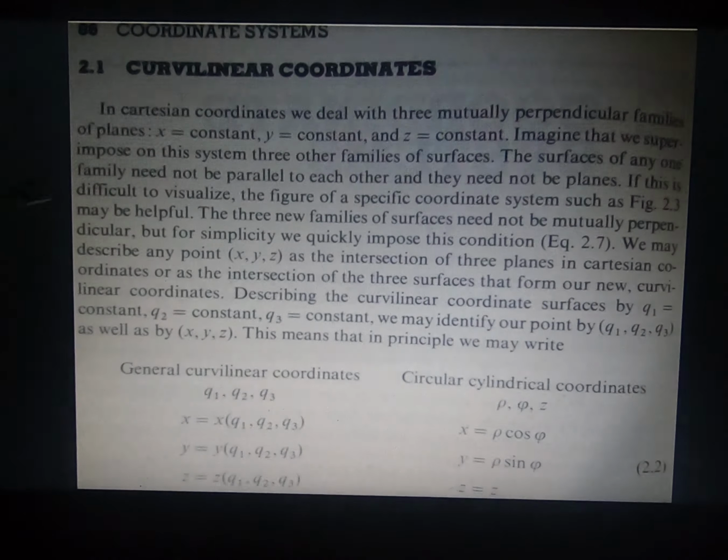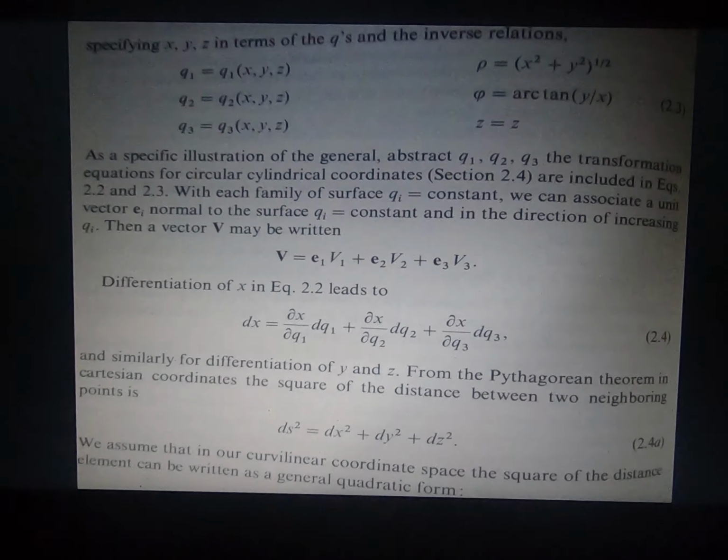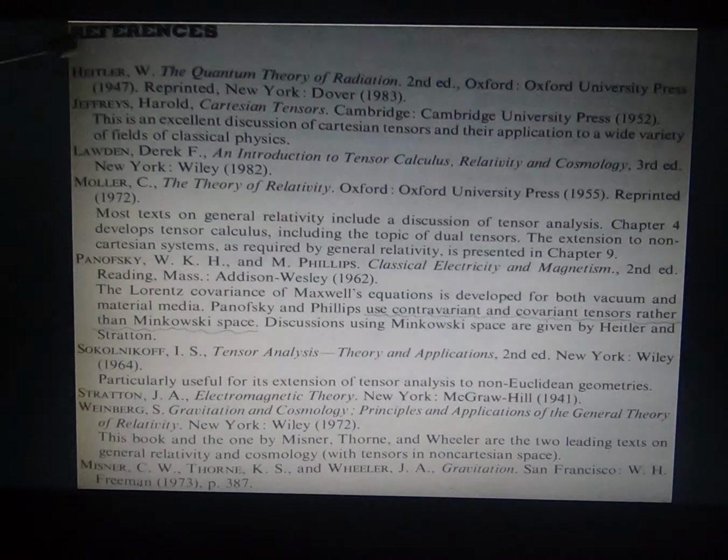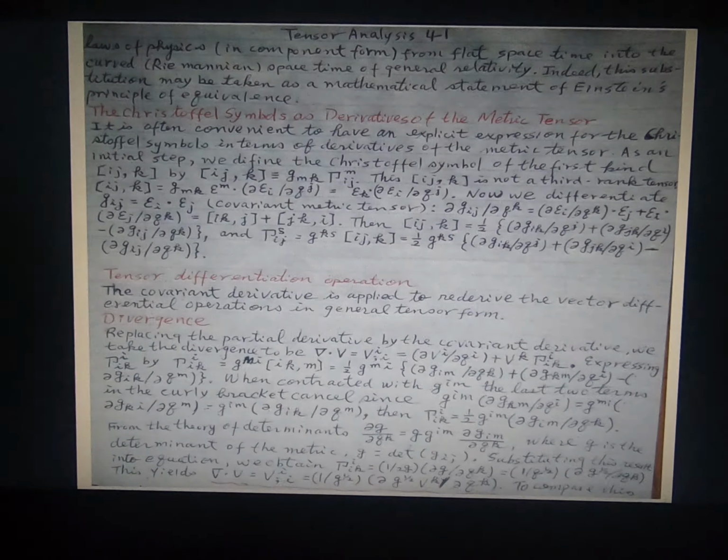This is an introduction of curvilinear coordinates. This is some reference. And derivative, Christoffel symbol, covariant derivative, tensor derivative operations, divergence, Laplacian, and curl.